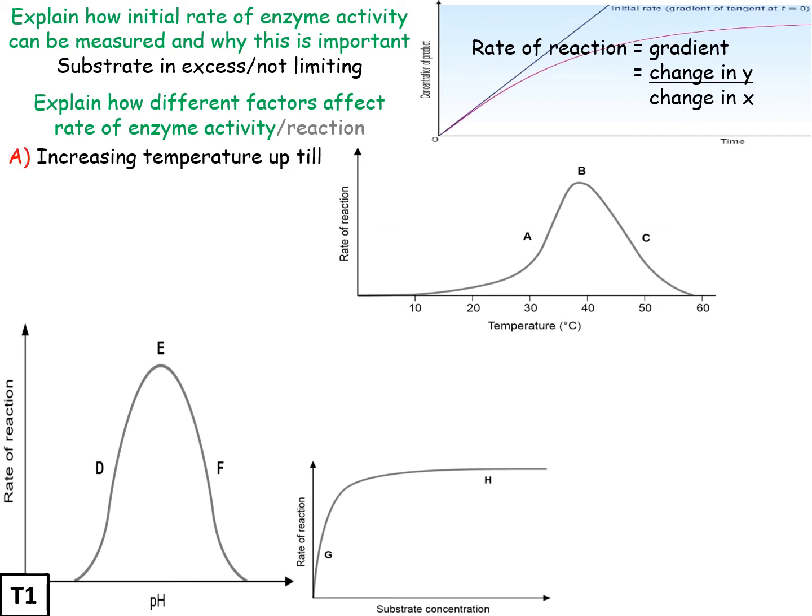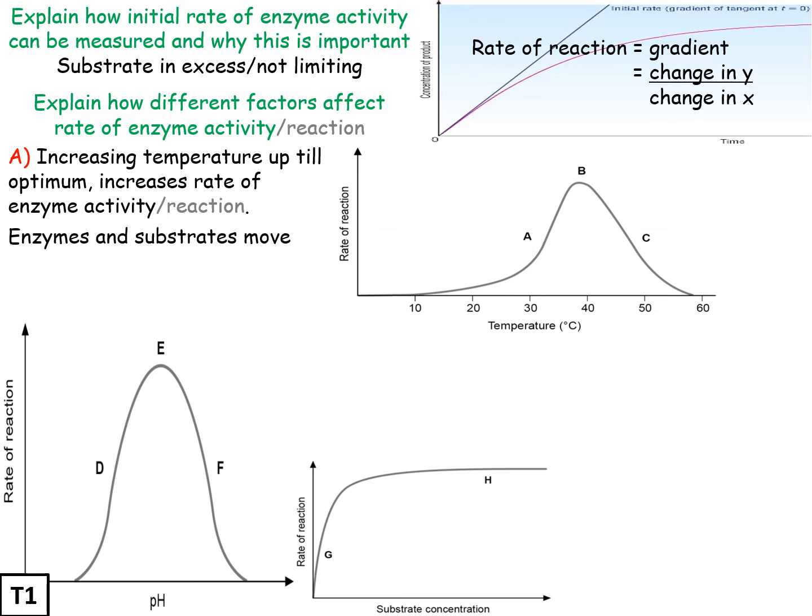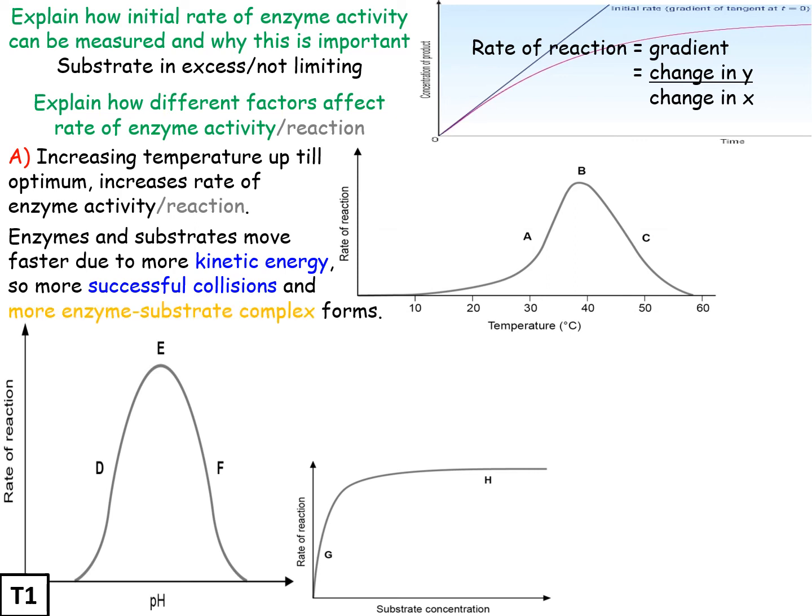And for temperature, if we look at A in the graph, you can see that when you increase the temperature up to the optimum temperature, this increases the rate of enzyme activity or the rate of the reaction. We know this because the enzyme and substrates move faster because they have more kinetic energy when you increase the temperature. Therefore, there'll be more successful collisions between the enzyme's active site and the substrate. And when there are more successful collisions, therefore more enzyme substrate complex will form. And that's where you get an additional mark in the A-level exam when you mention that.